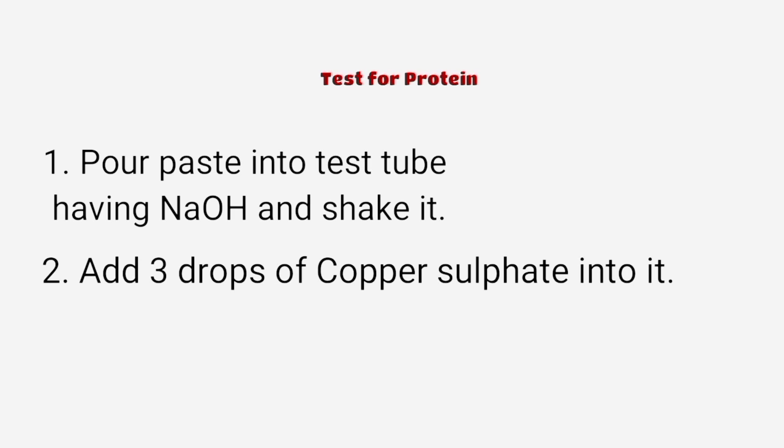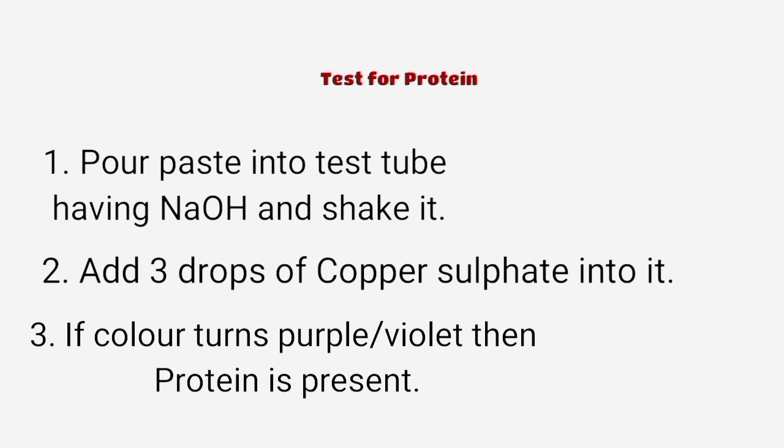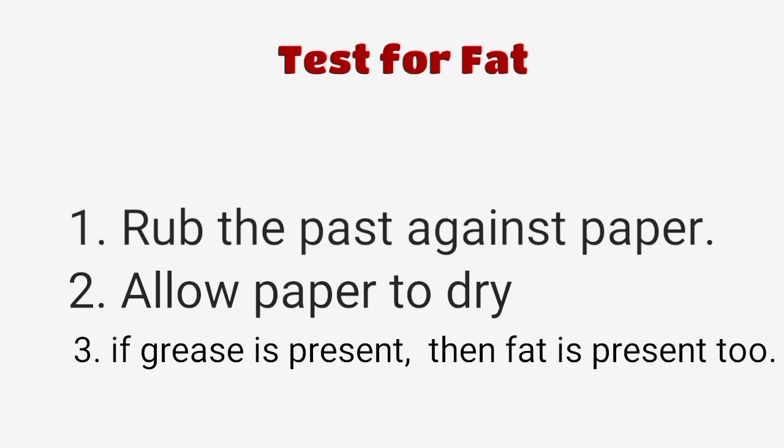Here I have listed the common procedures. For the test for proteins, you make a paste, add sodium hydroxide, add copper sulfate, and then you can confirm. Then I have listed the test for fat: you just rub the paste or the peanuts against paper, and you can confirm.